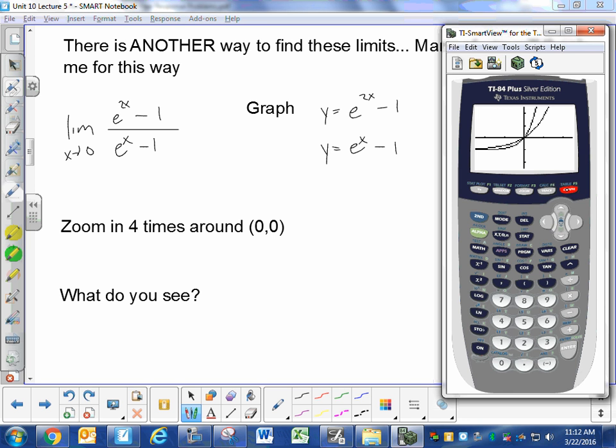All right. Compare your graphs with a neighbor after you zoomed in 4 times and talk about it. What is it supposed to look like when you zoom in? You've got to press enter to tell the calculator where to zoom in.